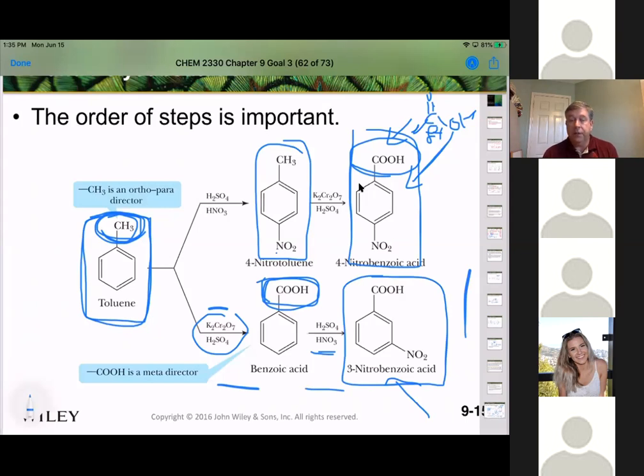Okay, I'm going to stop sharing right here. So that gives us about 5 minutes to ask additional questions. Now again, this is everything in the chapter. The videos have all the other details about reagents and stuff.